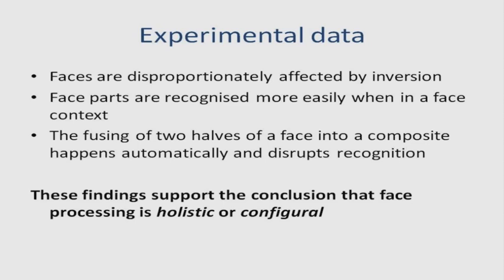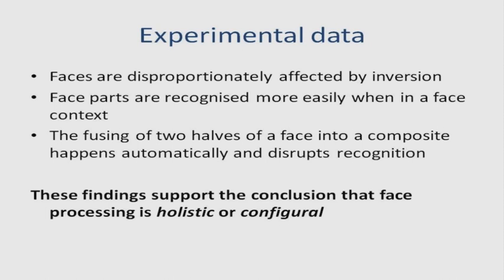So something special is going on, and we can say there's a functional dissociation between the processes that we go through in face recognition as opposed to in object recognition. So faces are disproportionately affected by inversion. Face parts seem to be recognized more easily when they're in the context of a face, and the fusing of these different features into a whole face seems to happen automatically, and when we mess with it in the composite effect, it can disrupt recognition of the specific faces or the specific face parts.